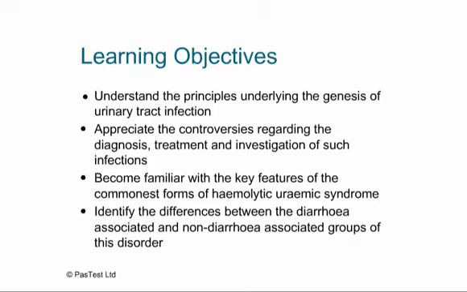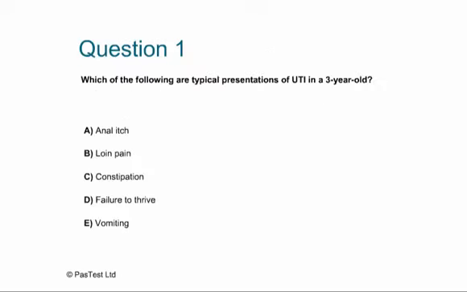The learning objectives for this lecture are firstly to understand the principles underlying the genesis of urinary tract infection, then to appreciate the controversies regarding the diagnosis, treatment and investigation of such infections, to become familiar with the key features of the commonest forms of haemolytic uraemic syndrome, and finally to identify the differences between the diarrhoea-associated and the non-diarrhoea-associated groups of this disorder. Let's start off with a question.